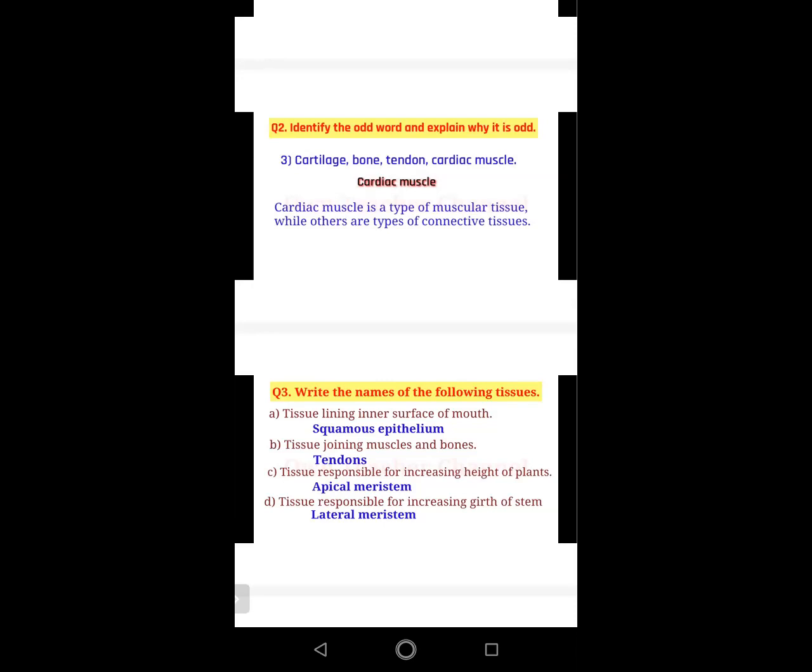So take note of what I have been saying to you. Now B: tissues joining muscles and bones. This is very simple: tendons. Tendons are the tissues joining our muscles and bones.